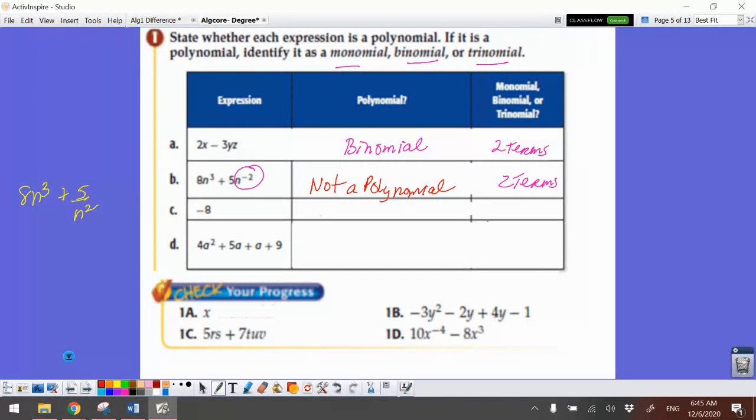Okay, it is not a polynomial, even if it has two terms. Negative 8, well, that's one term, so that is a monomial. What about the next one? 4a squared plus 5a plus a plus 9.